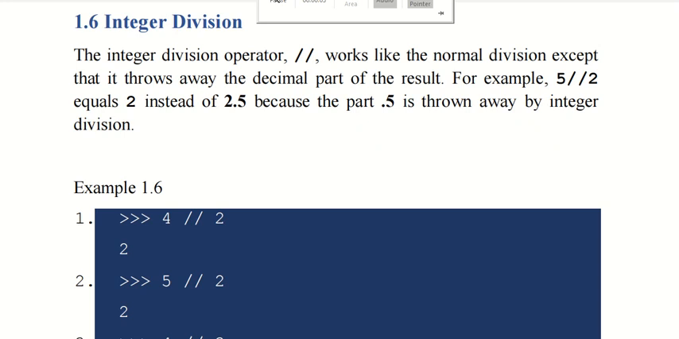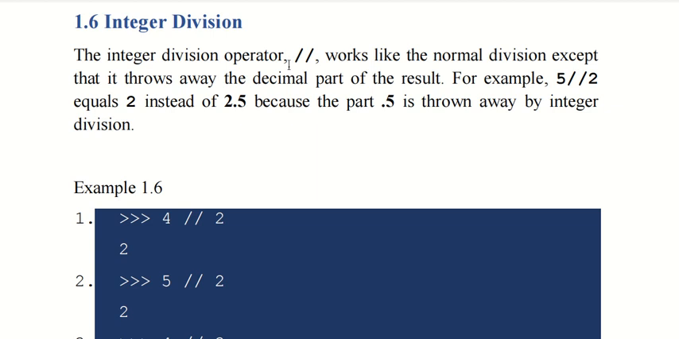Okay, this is an integer division operator in Python. It is represented with two forward slashes. It works like the normal division we know, except that it throws away the decimal part of the results after performing a division.